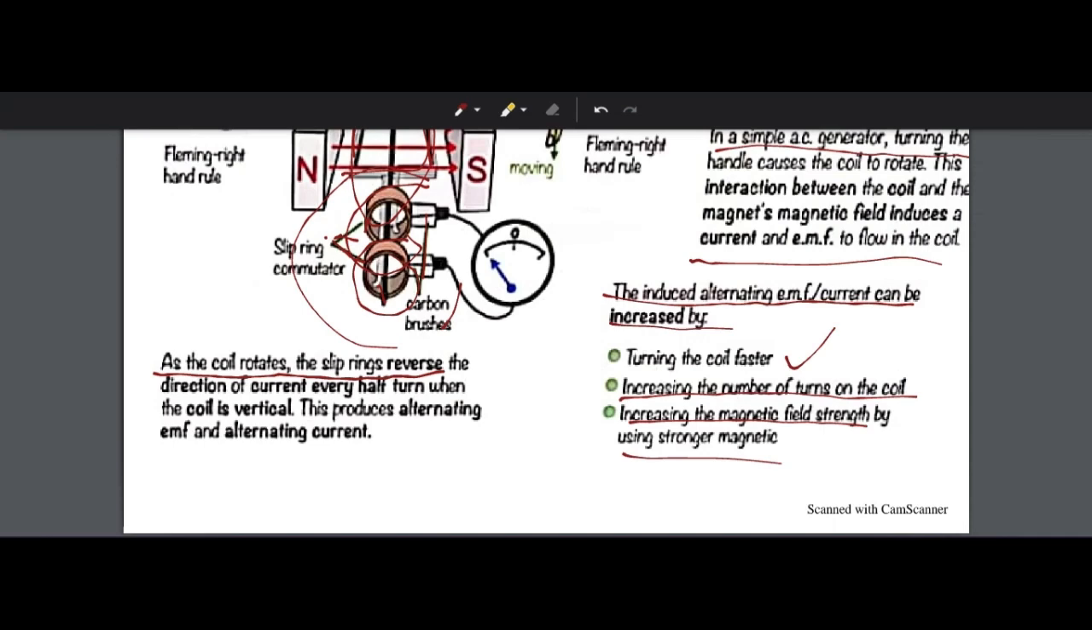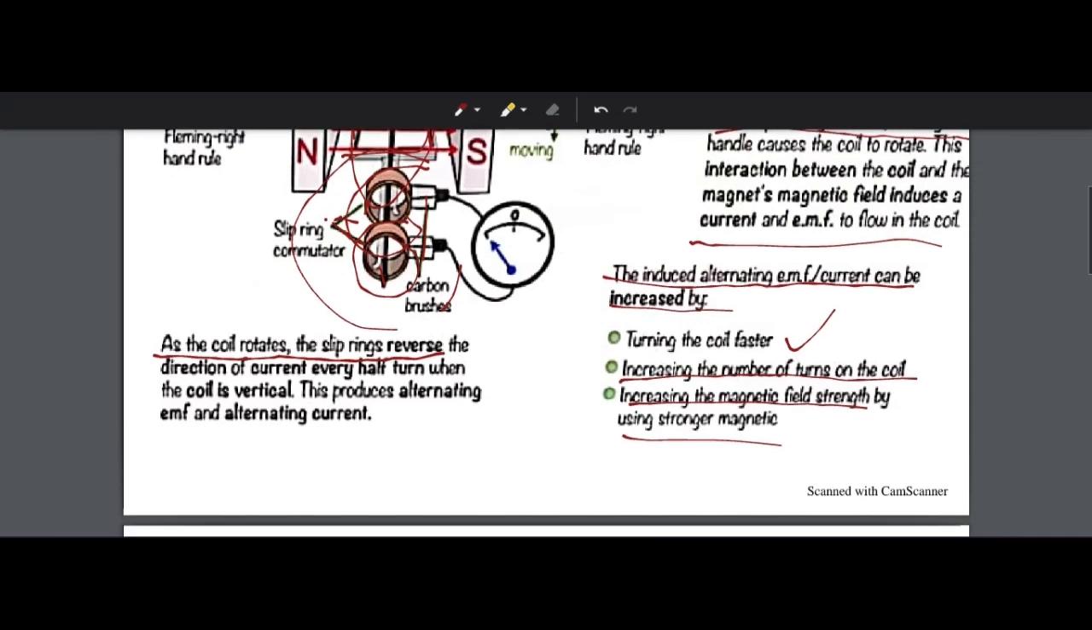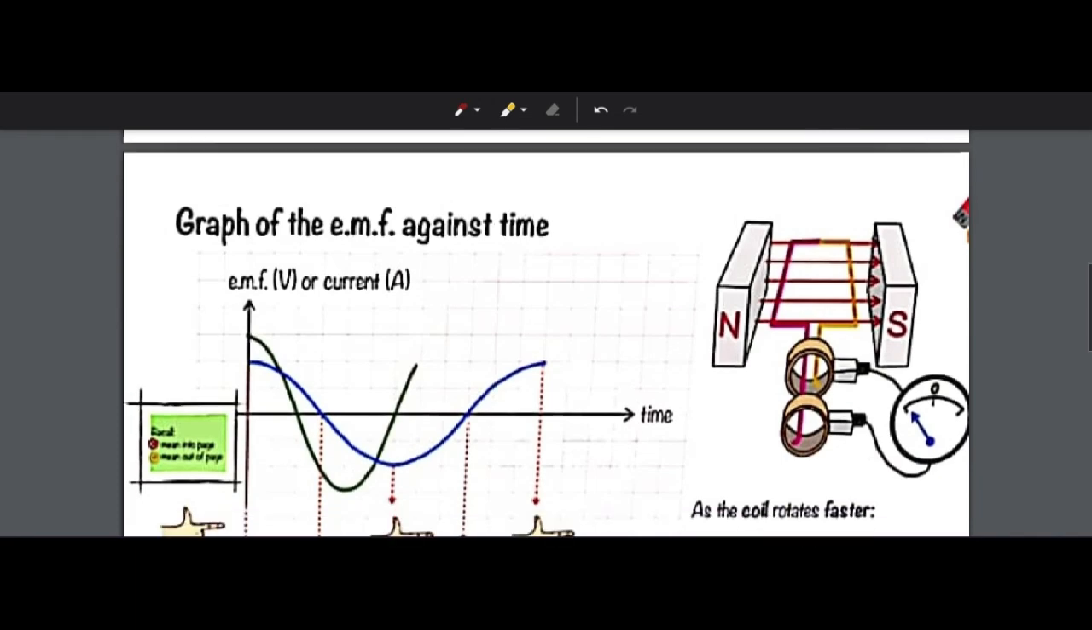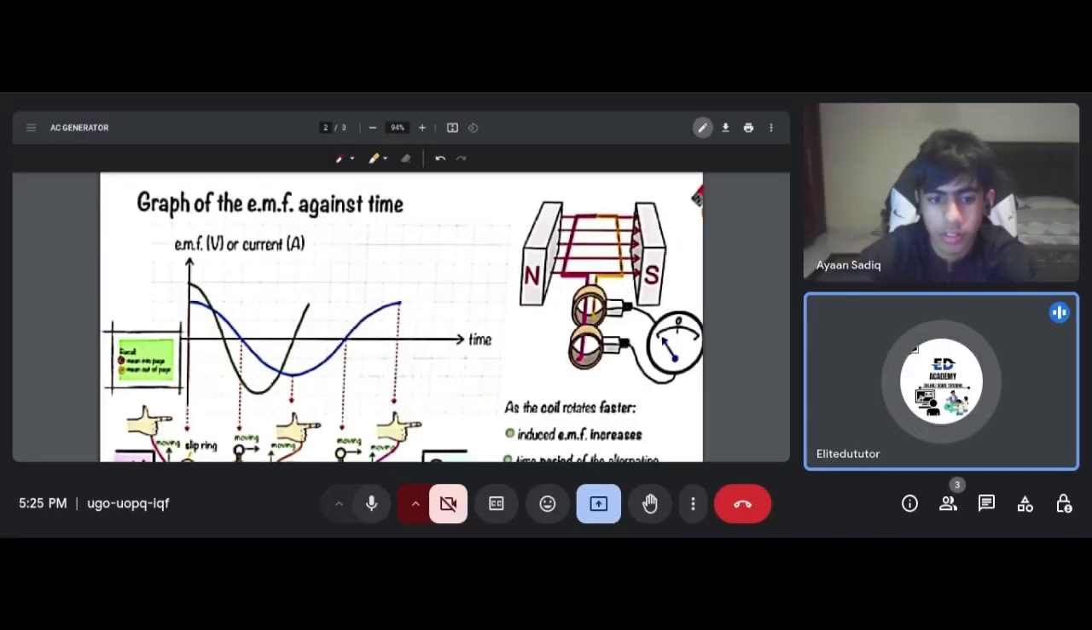Did you get the point, Aryan? Yes. Sorry, okay. Yes. Good. Now, the graph of the EMF against... I hope you learned the graph in this. Have you? Is it?